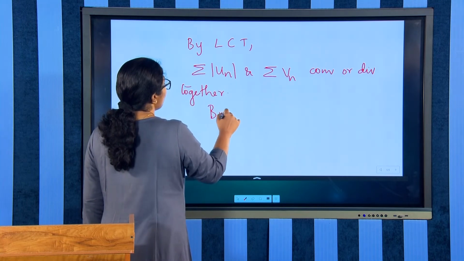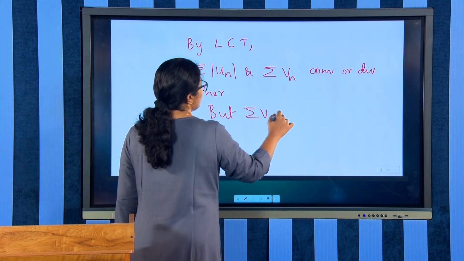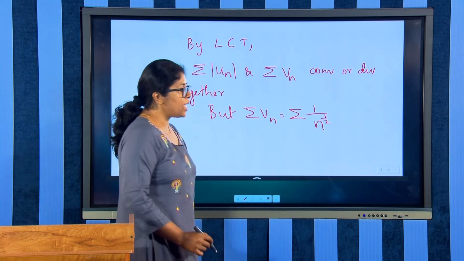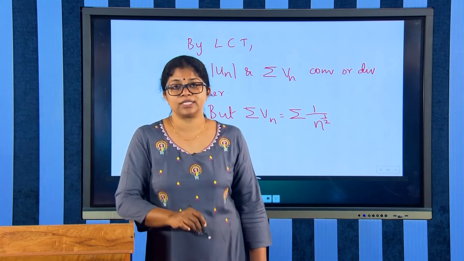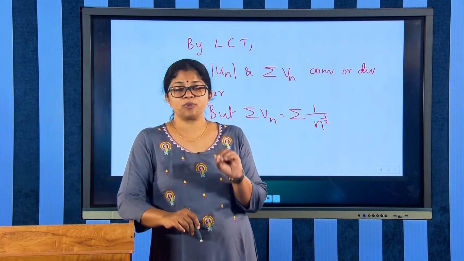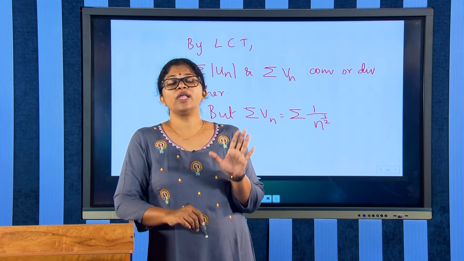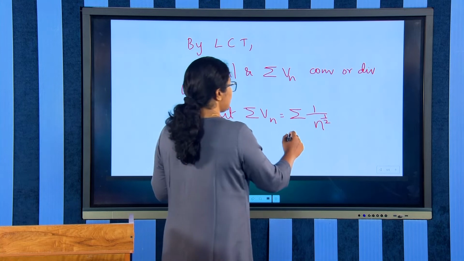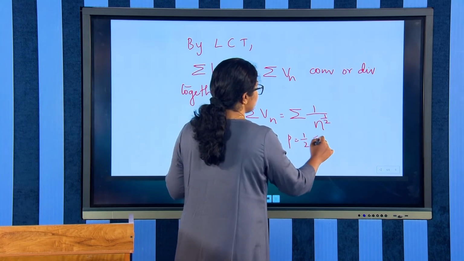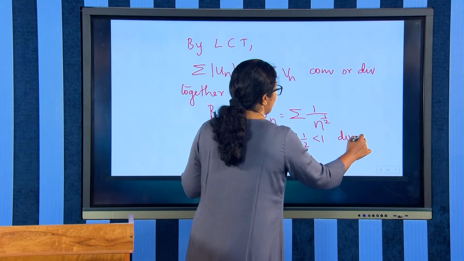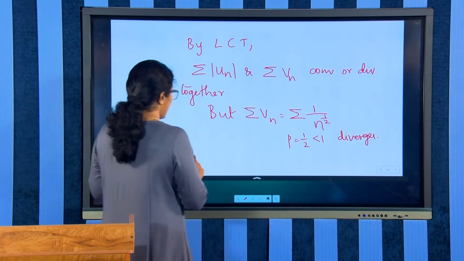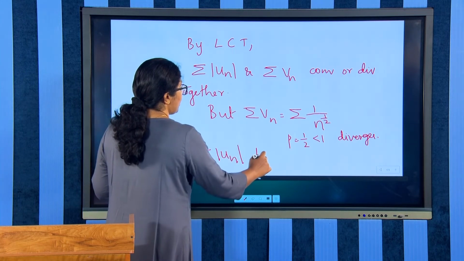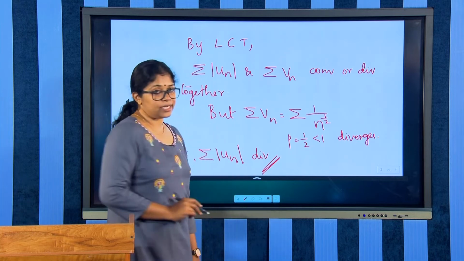But what about summation Vn? Summation Vn is nothing but 1 upon n power half, and we have learned in the case of infinite series that 1 upon n raised to p, the p series, will converge if p is greater than 1. So, here what is p? P is equal to 1 by 2, which is less than 1, and hence diverges. Therefore, the given series summation modulus of Un diverges by limit comparison test.